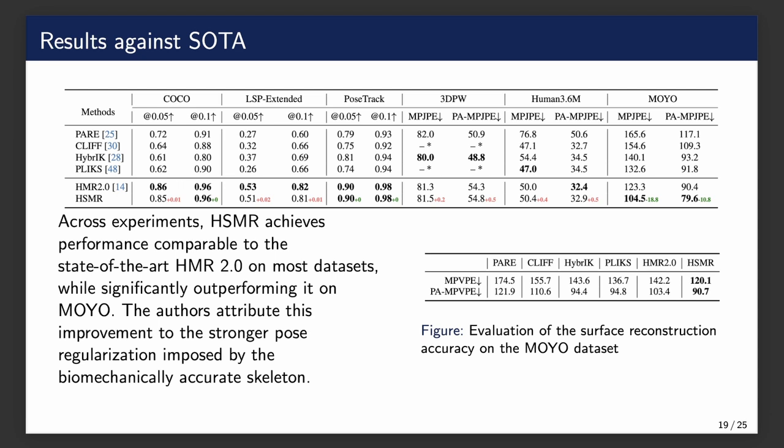Finally, we get to the results. First off, the authors compare HSMR to SOTA models and report that the model has comparable performances to HMR 2.0 on most datasets and significantly outperforms the other models on the MOYO dataset, both for the joint recovery, as shown in the first table, and the mesh recovery, as shown in the second table. The authors attribute this gain in performances to the biomechanically accurate constraints of the model and show that in another experiment done on the MOYO dataset.